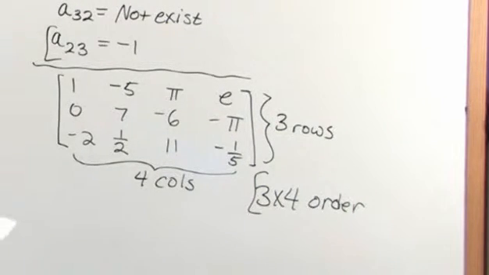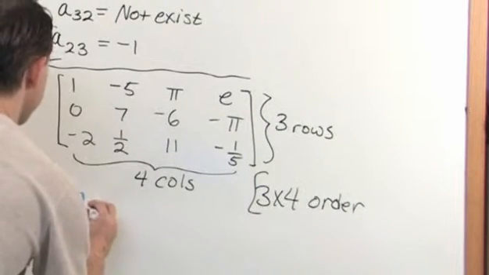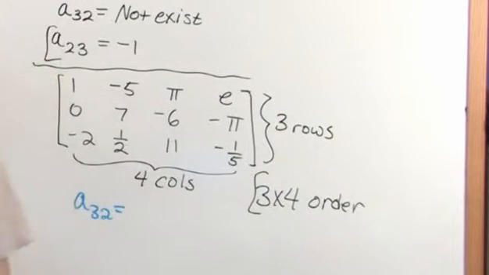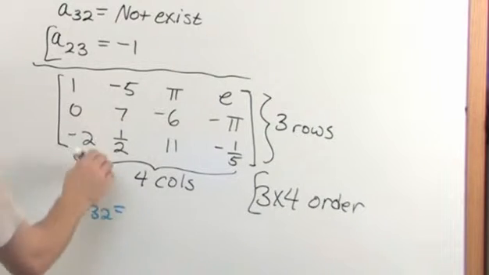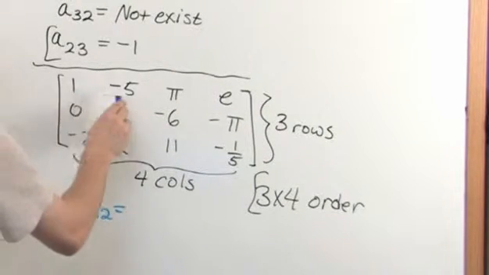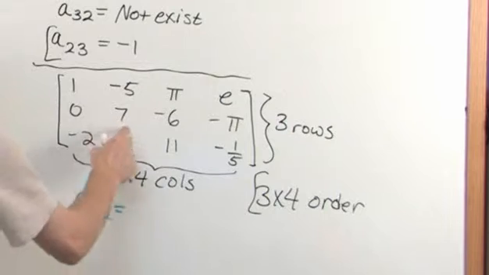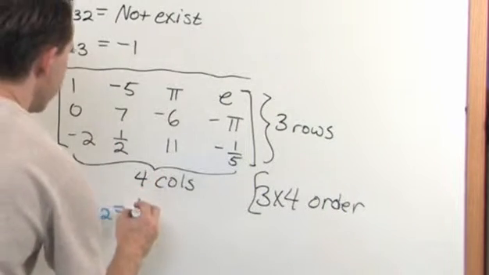Now, after we find the order, let's go ahead and try to find A sub 3, 2. Again, the first number refers to the row you're on: 1, 2, third row. The second number is the column. Here's the first column, here's the second column. Third row, second column, just like a crossword puzzle: 1/2. Okay?